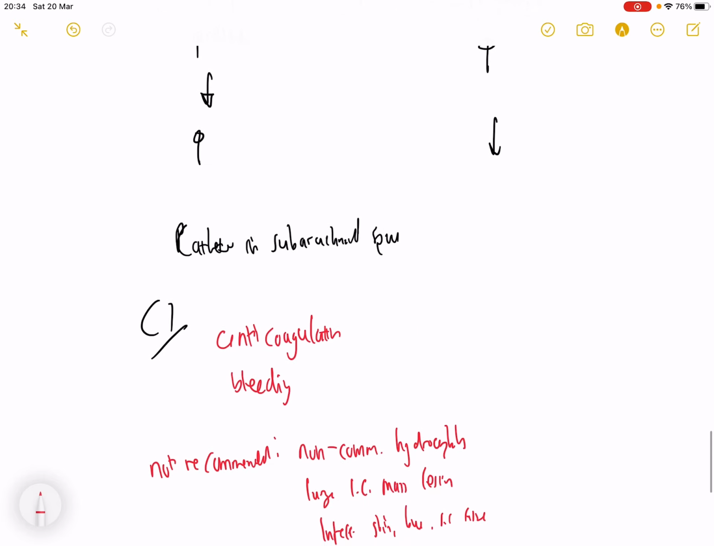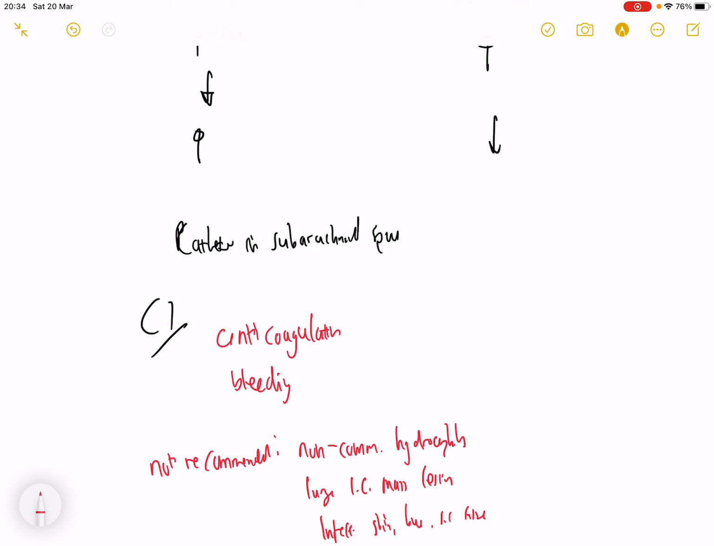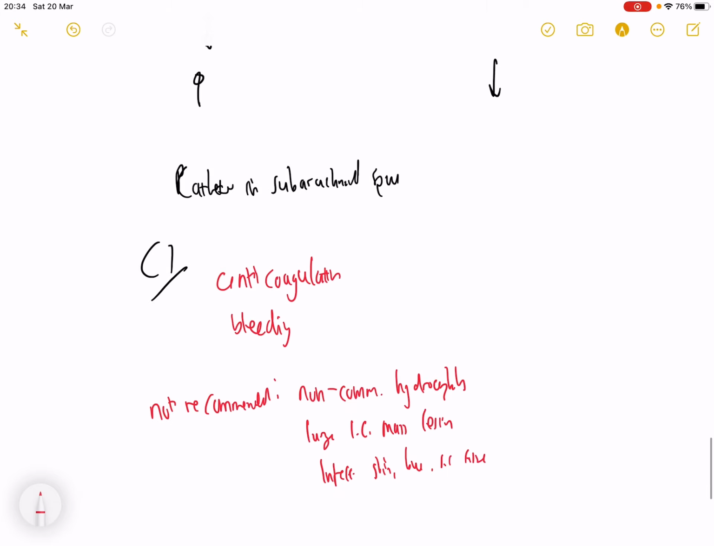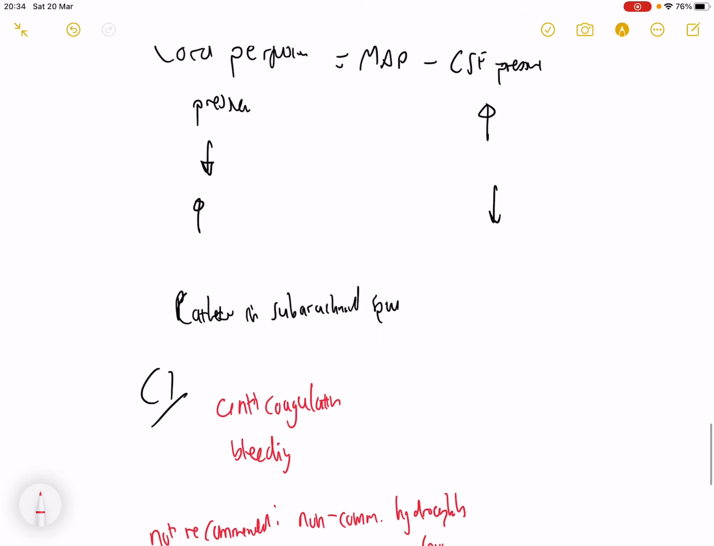So the contraindications of spinal drain is a patient who is on anticoagulation and a patient who has a bleeding diathesis, and you should also try and avoid it in a non-communicating hydrocephalus, a large intracranial mass, or if there's infection overlying the site.